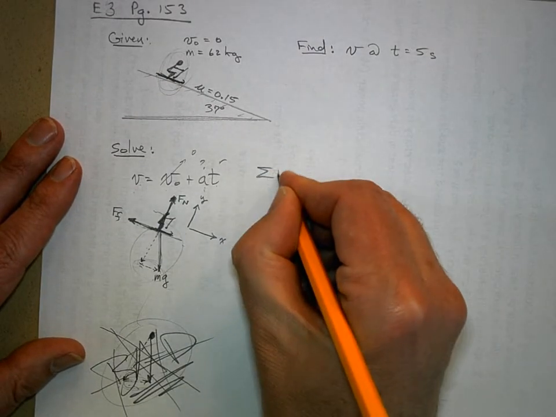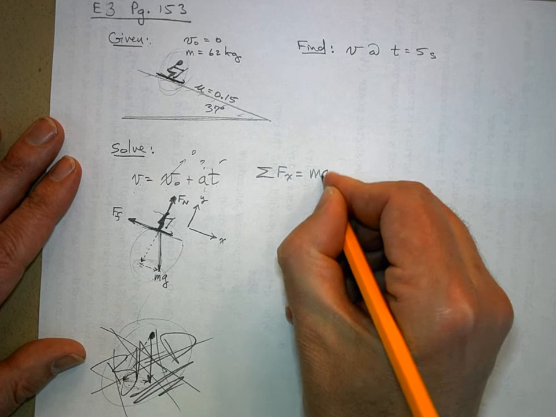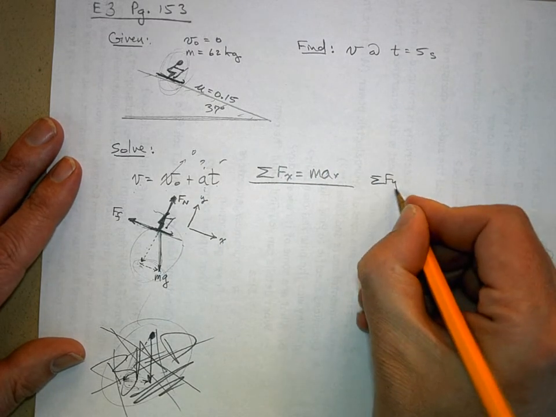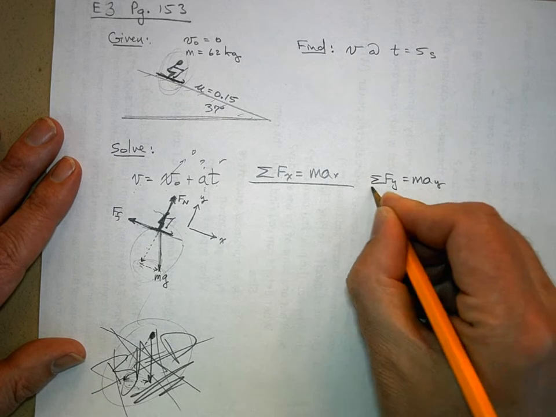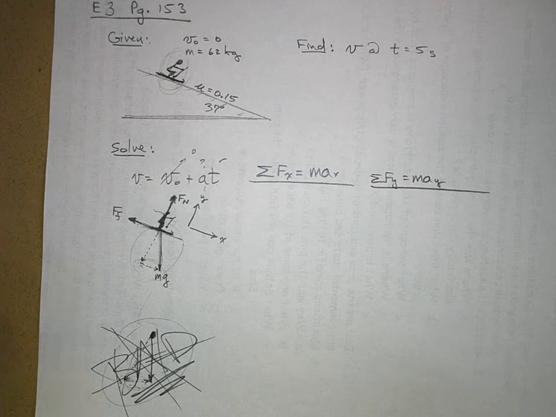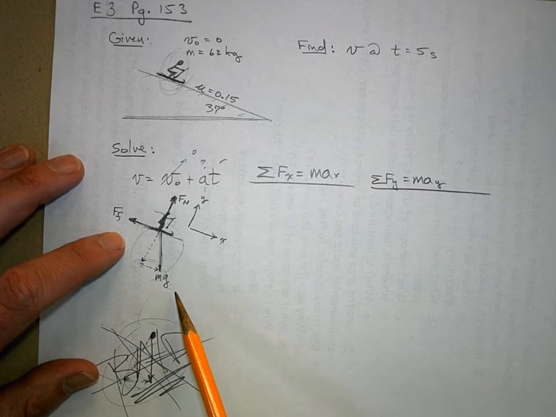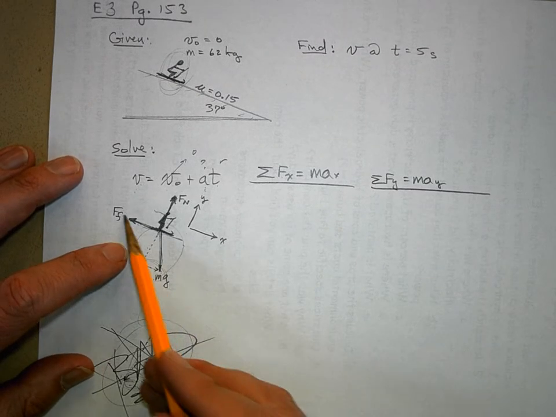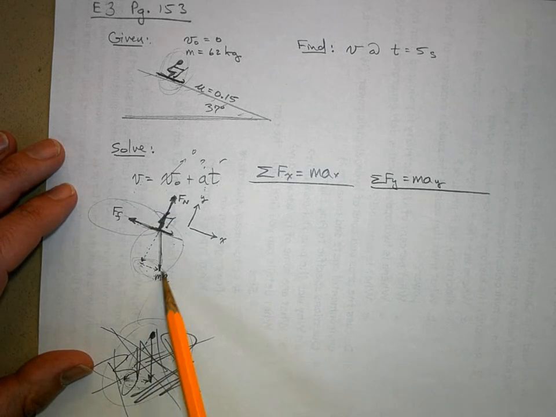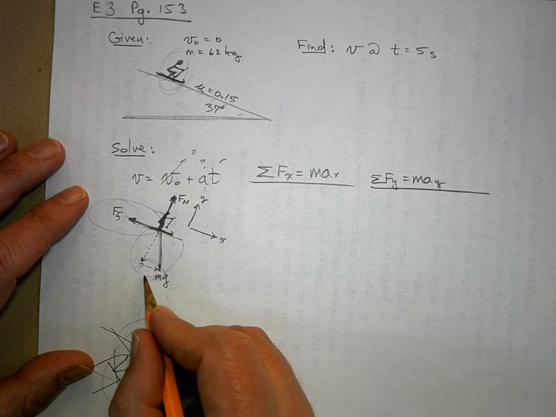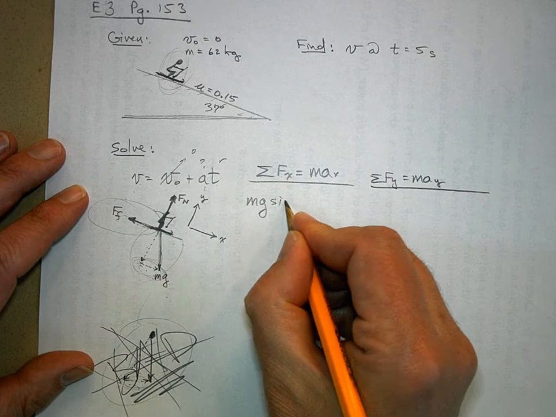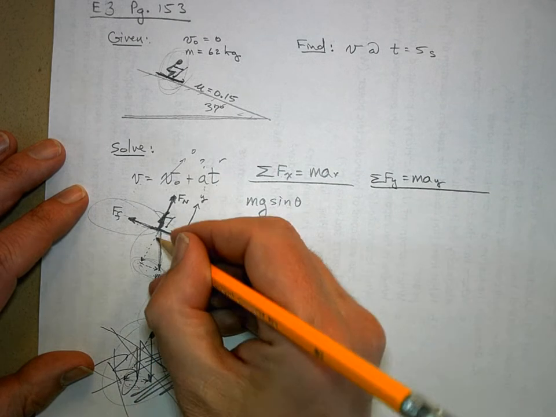Let's sum the forces in the x direction equals ma in the x direction. And then we'll sum the forces in the y direction equals ma in the y direction. So I'm just going to look in the x and y direction based on my free body diagram. If I look in the x direction, I've got two forces in the x direction. I've got the force of friction, and I've got this component of the weight. Now, what is this component of the weight? It's the weight times the sine of the angle of incline. So here's the angle of incline up there.